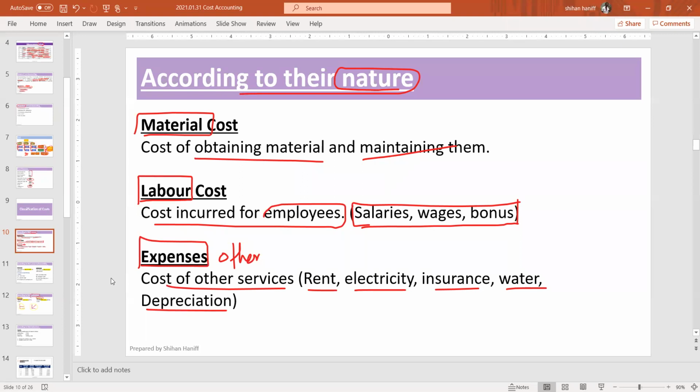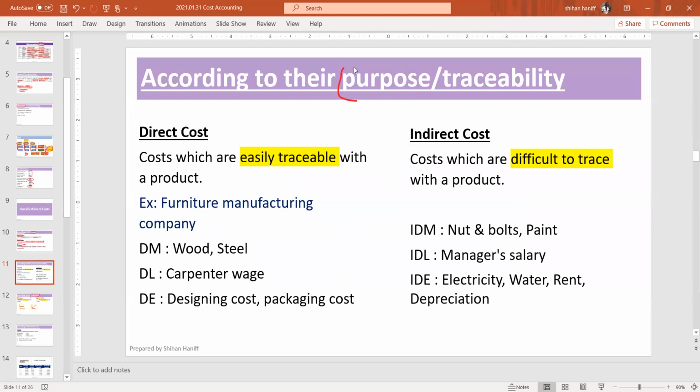All these costs, again, we can divide based on the purpose or based on traceability, whether we can trace them with the product. So we divide direct cost and indirect cost. This is the same thing we will be learning under cost accounting in the grade 13 syllabus. Under that, we will learn in depth each type of cost.